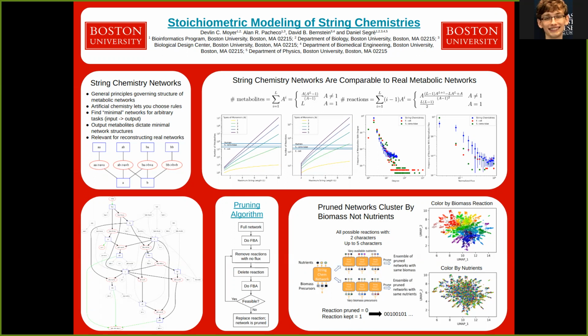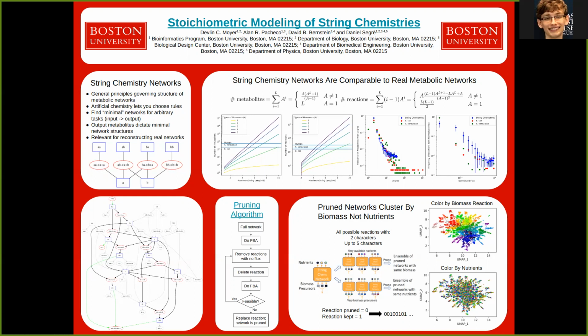You can see here the numbers of metabolites and reactions in E. coli, yeast, and human metabolic networks. So that's interesting, that they can get to the same size, but just because they're the same size, does that mean they're structurally similar to real metabolic networks in any way?